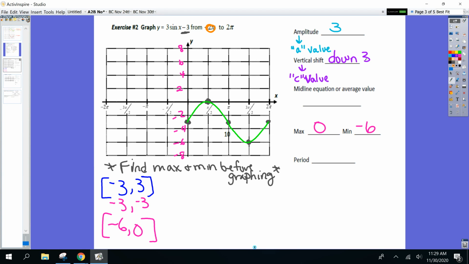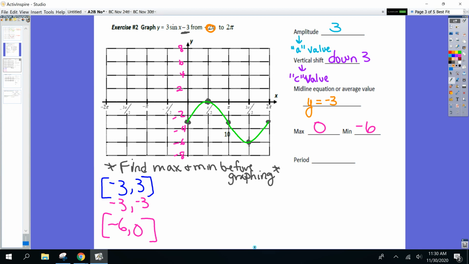Midline. Midline equation, that's your shift, right? The midline was at y equals -3. That's our midline. Y equals -3. And again, you can look at the equation. It's just the shift.